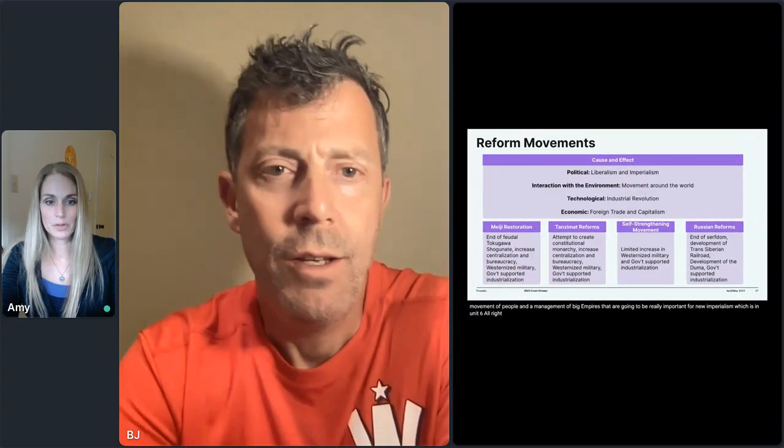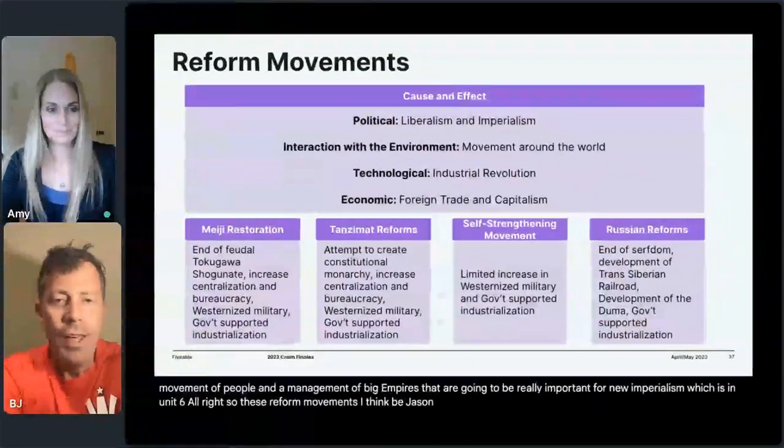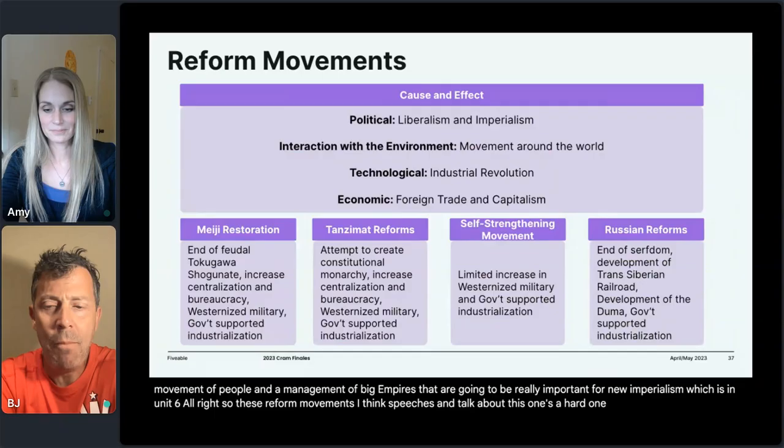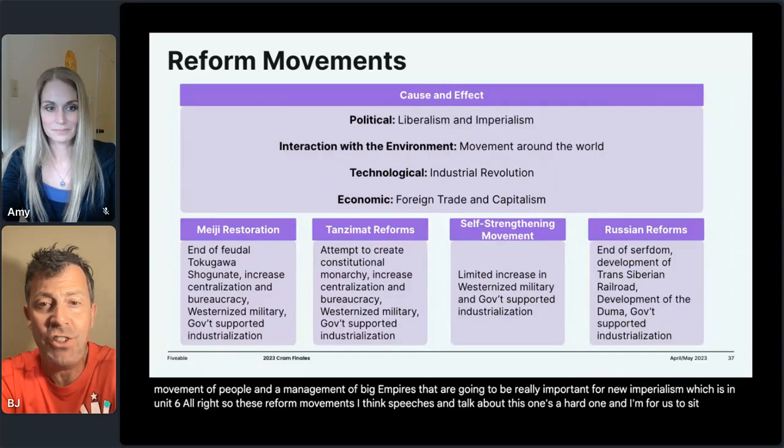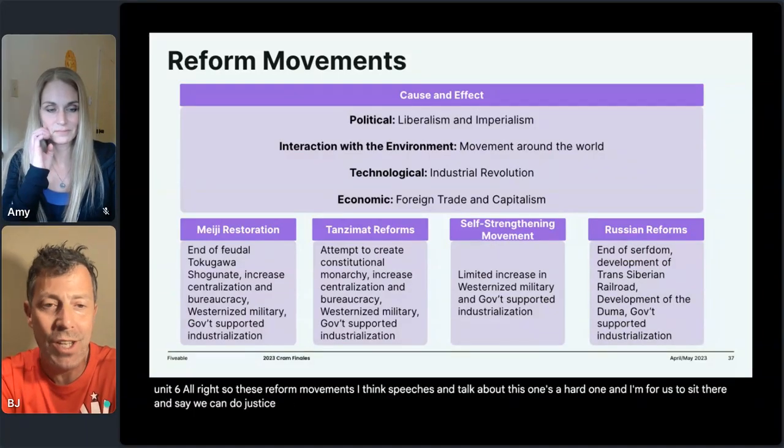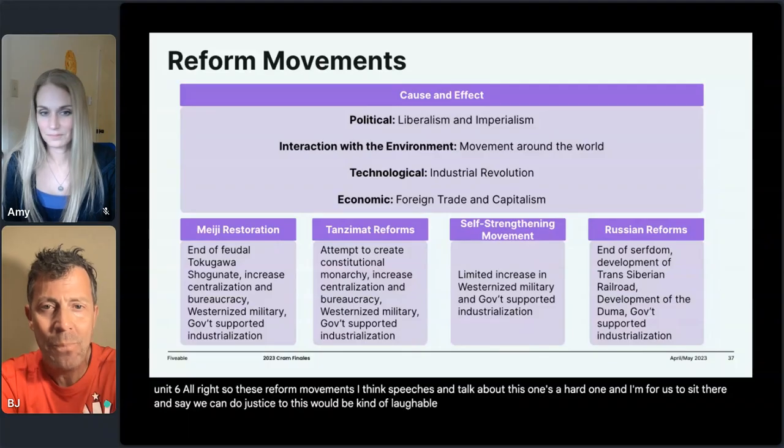All right, so these reform movements, I think BJ is going to talk about. Yeah, this one's a hard one, and for us to sit there and say we can do justice to this would be kind of laughable.